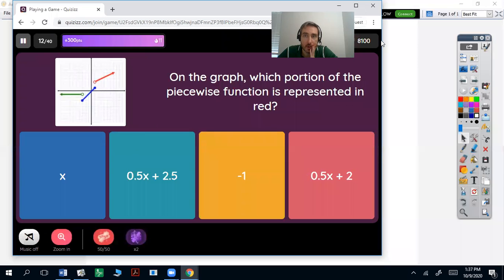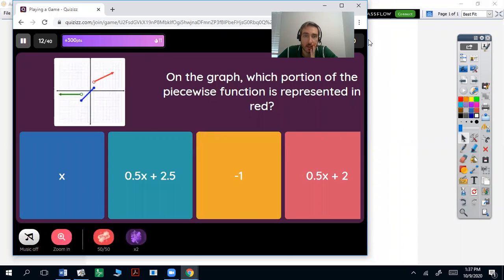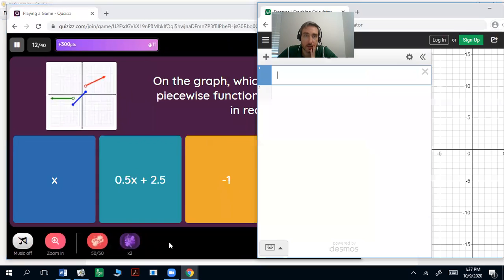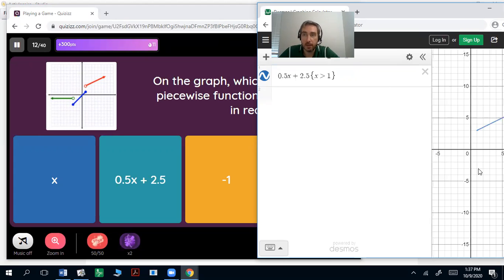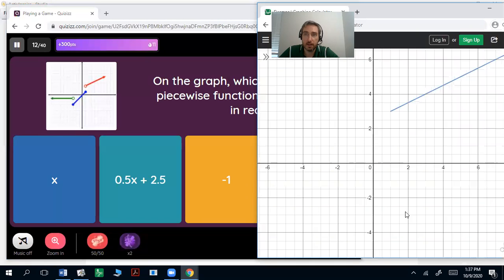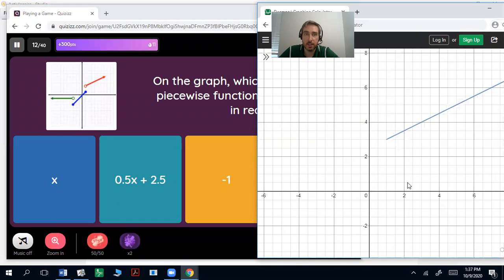Before I do that, we'll go ahead and graph it. And you can graph piecewise functions just to verify. You can say, if I want to graph 0.5x plus 2.5, and I want to only include the portion that's greater than 1, I can do a squiggly bracket, x is greater than 1. And I can see and verify that that is indeed going to be the same thing.